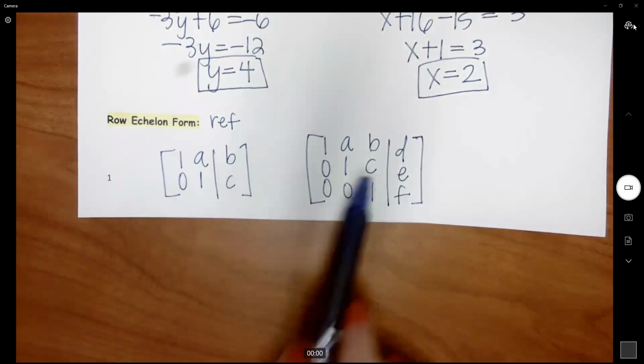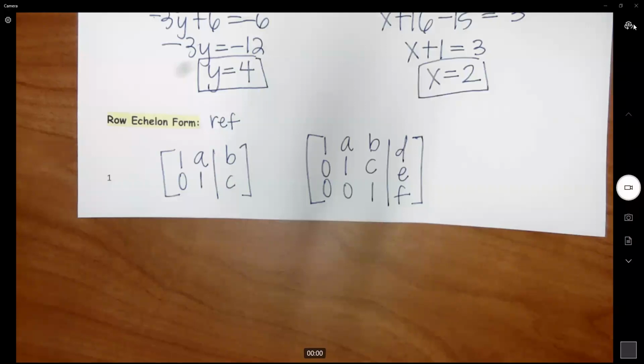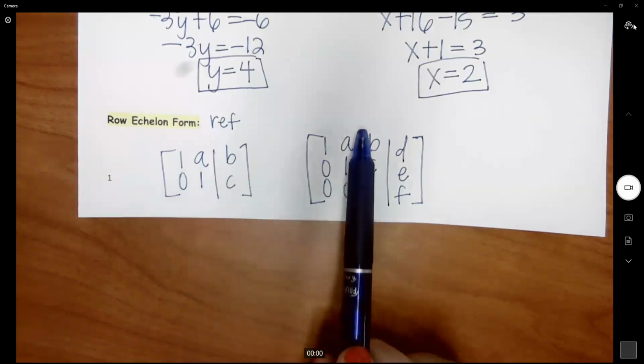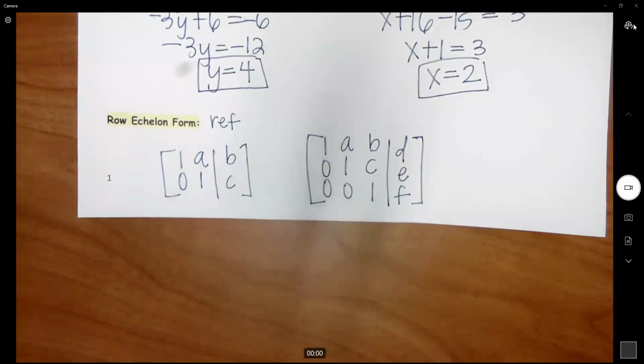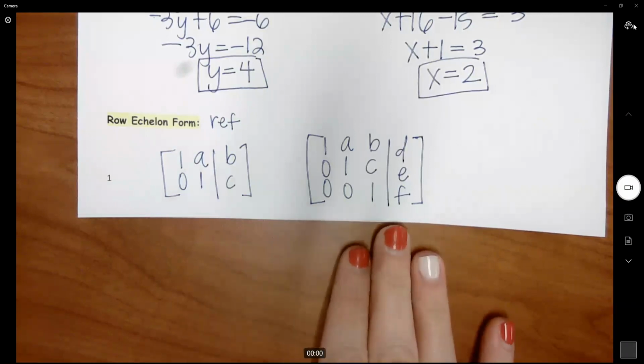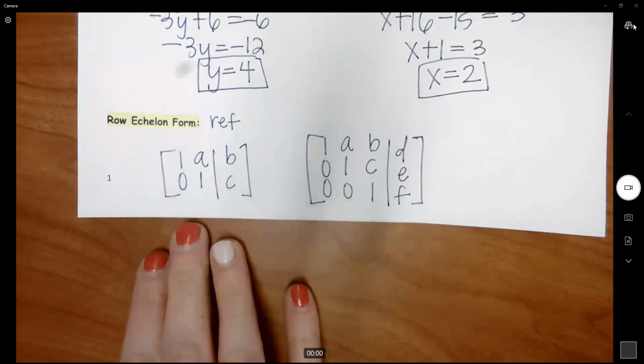These are your forms for row echelon form if you have two equations with two variables, or if you have three equations with three variables. I'm going to explain the three equations because it makes a little bit more sense, and then we'll come back over here to the two.